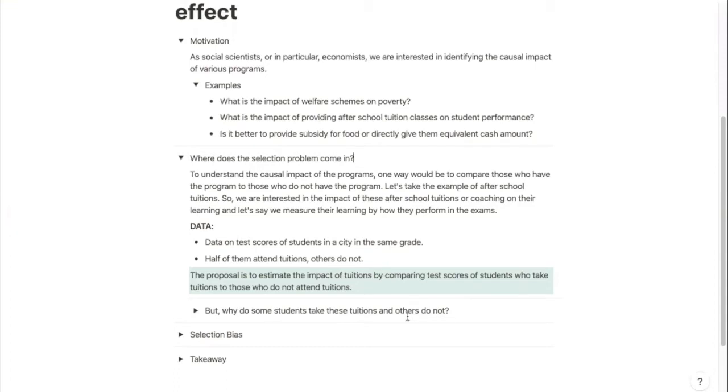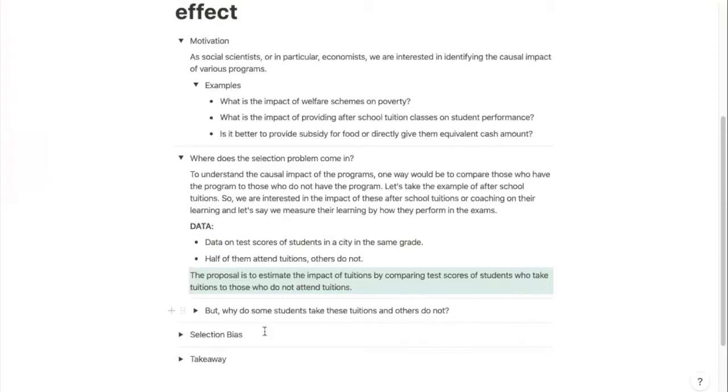Now suppose we also have data on many students within a city in the same grade. Roughly half of them attend these tuitions and others do not. One could say to understand the impact of these tuitions, let's just compare the exam scores of those students who take these tuitions to those who do not take these tuitions. Seems reasonable so far, right? But let's think about it.